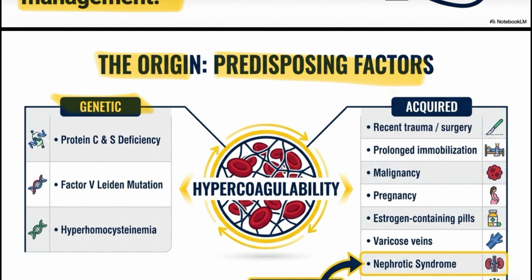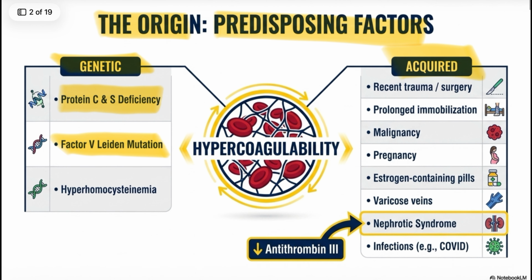So we have genetic and acquired. In genetic we have protein C deficiency or S deficiency, which means protein C and S play a vital role in anticoagulation. Then we have factor V Leiden mutation. Then we have hyperhomocysteinemia. Just remember these three, which come under genetics.